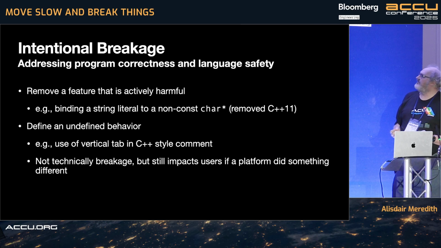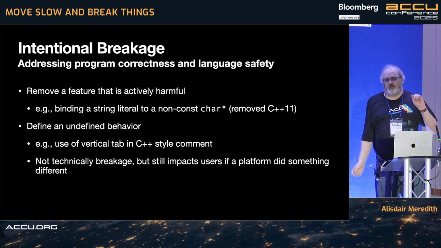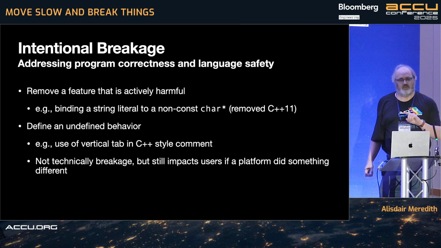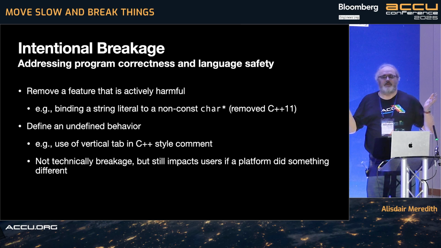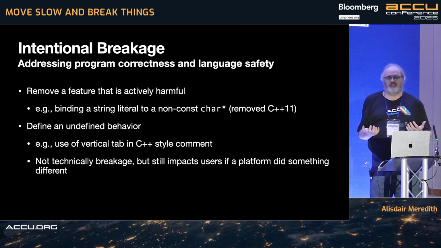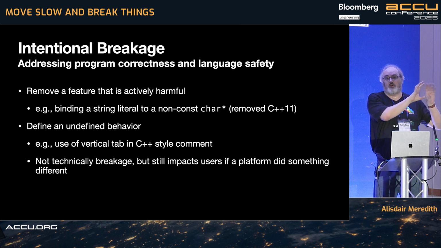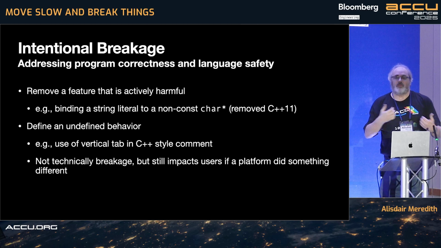So my example here from history: in C++98, if you had a string literal, you could bind it to a non-const char star. And it was undefined behavior to ever write through that pointer, but nothing in the language would stop you doing that. In C++11, we said, no, we're going to insist that if you're decaying that string literal into a char star, it better be a const char star, otherwise your program would break and fail to compile. We thought that was a good trade-off.